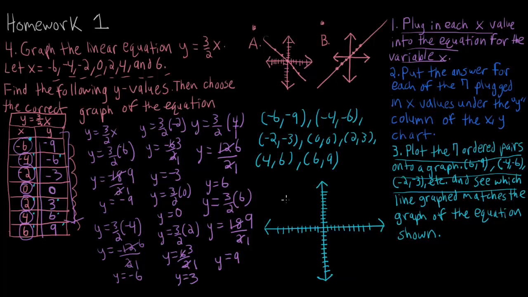And let's actually use a different color to graph these points. So let's start with negative 6 and negative 9. 1, 2, 3, 4, 5, negative 6. And down 9 would be about here. And then negative 4, 1, 2, 3, 4. And then negative 6, 1, 2, 3, 4, 5, 6. Negative 6. So that's negative 4, negative 6.